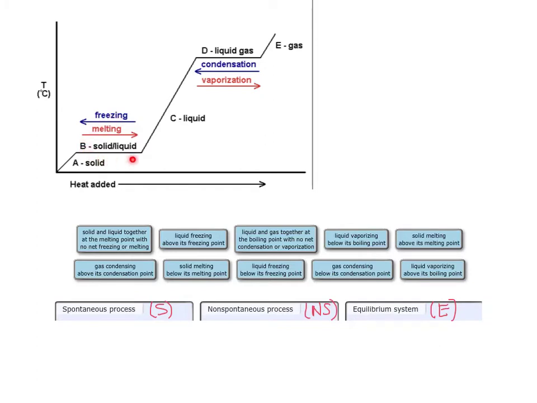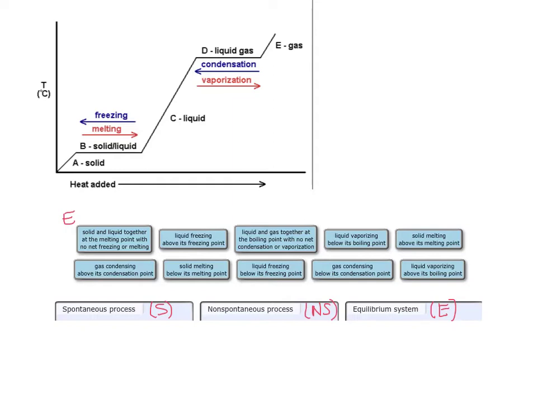And you can see that this straight line B, where there's solid and liquid, that's when the ice is still melting into water and it's mixing together, so there's no real temperature change. So when solid and liquid are together at the melting point with no net freezing or melting, that's going to be an equilibrium system.